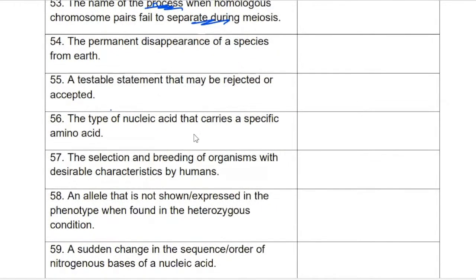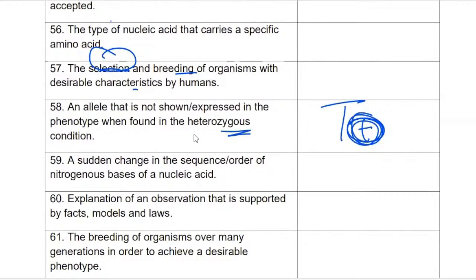The selection and breeding of organisms with desirable characteristics by humans. How do we call it? You select the breeding and the desirable characteristics, since this is selection, we can call it selective breeding. An allele that is not expressed in the phenotype when found in a heterozygous state, for example capital T small t, we call it a recessive allele. A sudden change in the sequence of nitrogenous bases of the nucleic acid, we call it gene mutation.